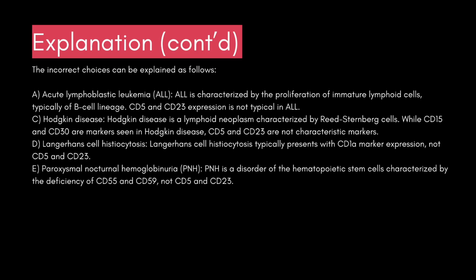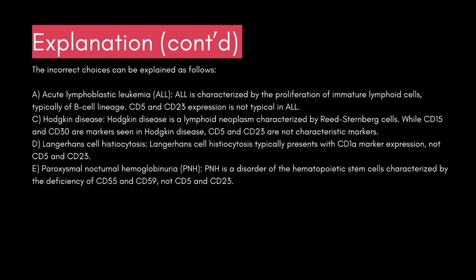Acute lymphoblastic leukemia, ALL, is characterized by the proliferation of immature lymphoid cells, typically of B cell lineage. CD5 and CD23 expression is not typical in ALL. Hodgkin disease is a lymphoid neoplasm characterized by Reed-Sternberg cells. While CD15 and CD30 are markers seen in Hodgkin disease, CD5 and CD23 are not characteristic markers. Langerhans cell histiocytosis typically presents with CD1A marker expression, not CD5 and CD23.